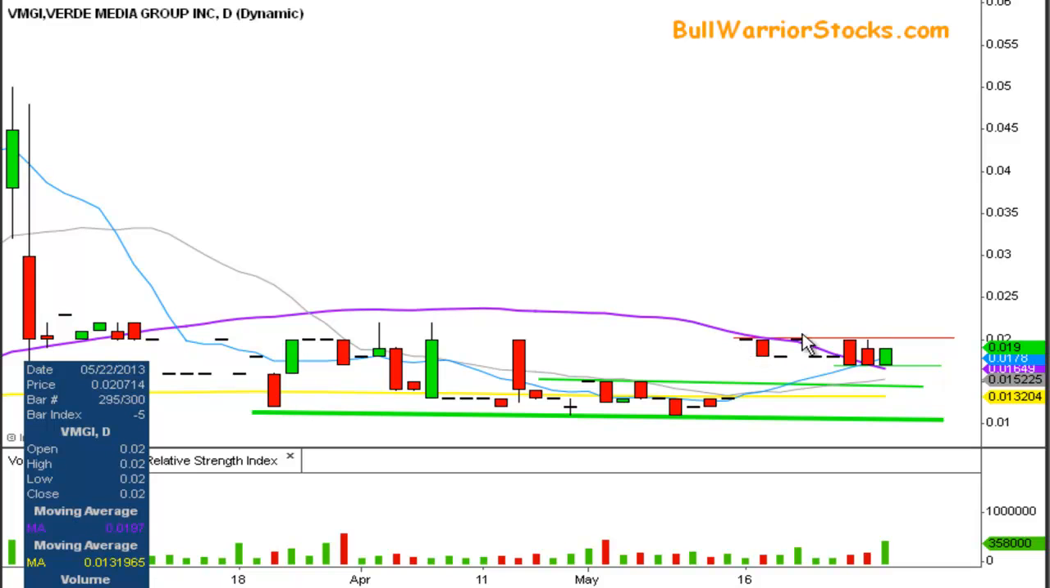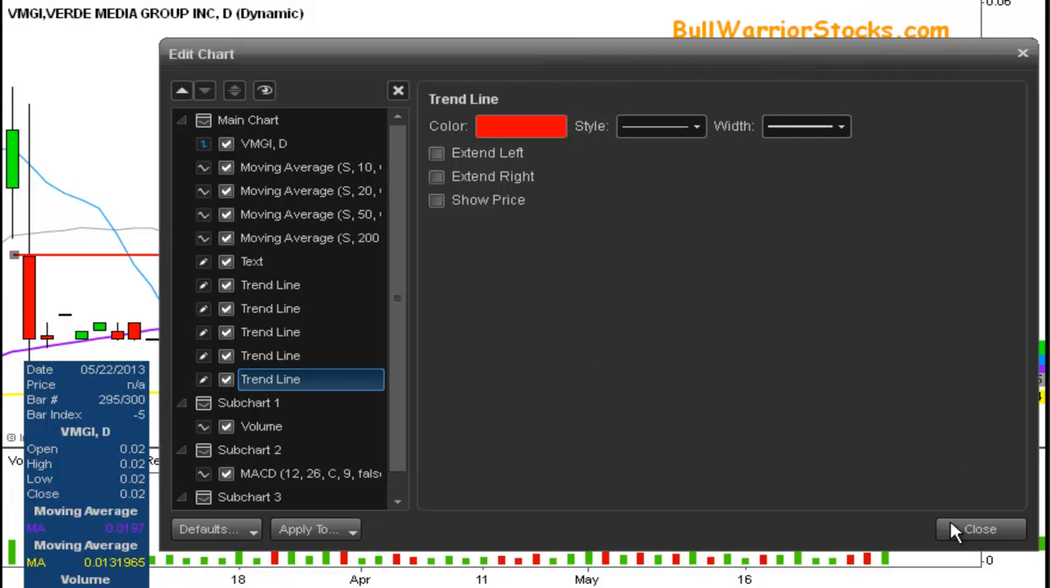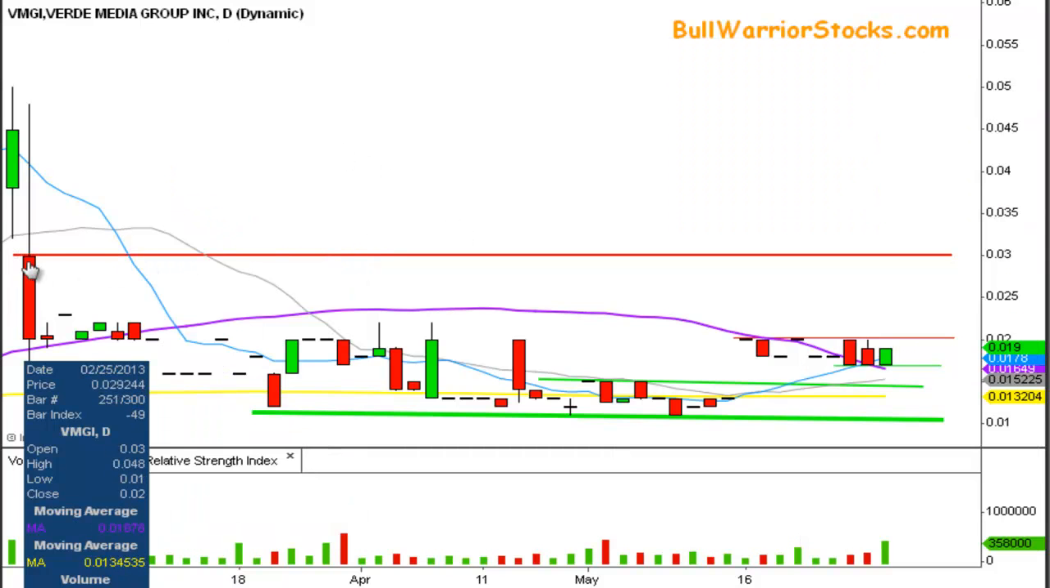So 2 cents is that initial level of resistance, and then after this, that's where things get pretty exciting, and this is where the potential comes in that I'm talking about, because the next level of resistance isn't until this level right here. So again, I'll change that to red. It is based off of this area right here, and that's at 3 cents. So 3 cents after 2 cents, that's very good potential.